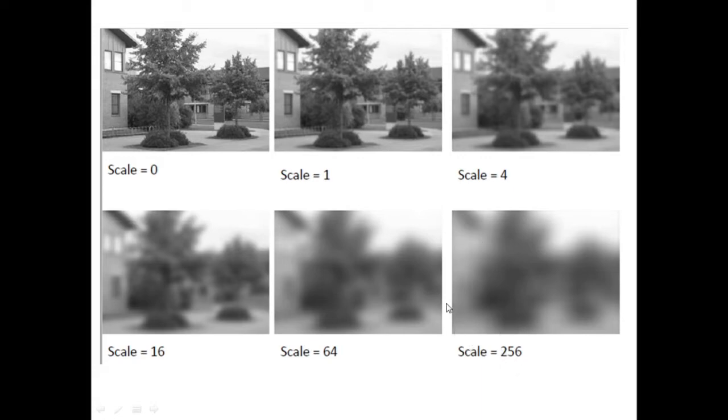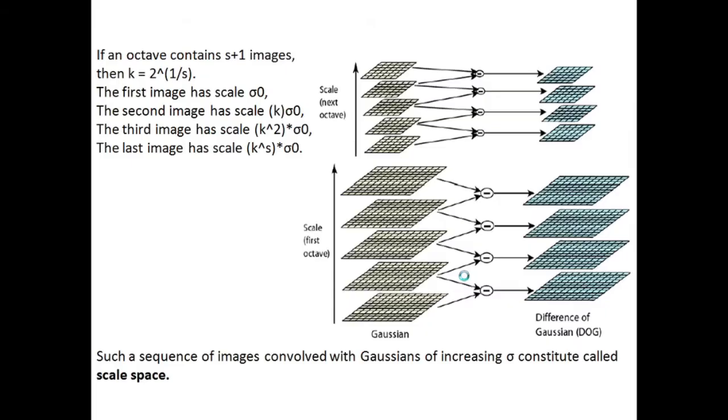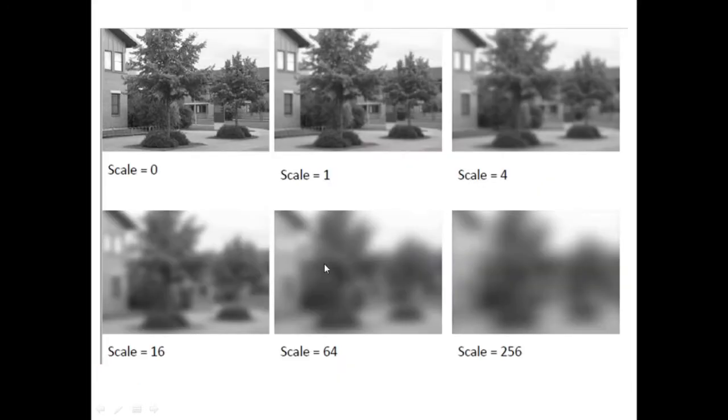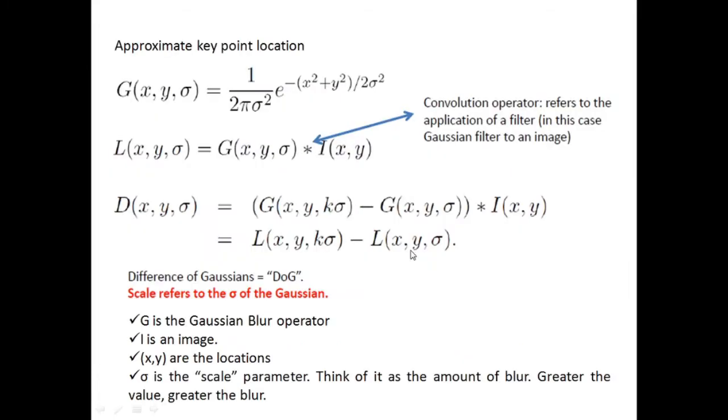So k power of something. As you increase the scale, the blurring also increases here. So that is what you can see. As you increase the scale like this, like this, like this, the blurring also increases. So this is about the first octave only.